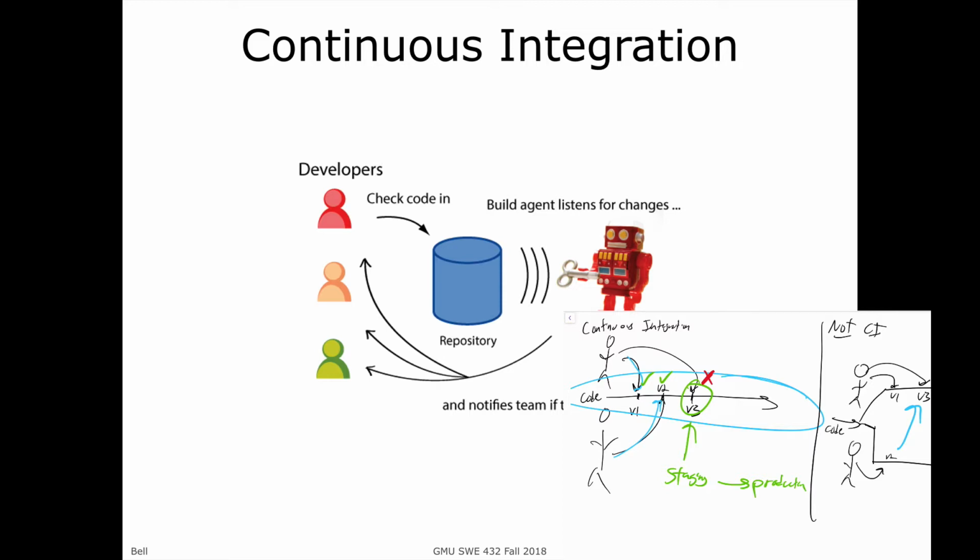So to do this, we have this build robot that every time we send a new version of our code to our version control repository, it's going to do some automated checks and notify the team if there's a problem.